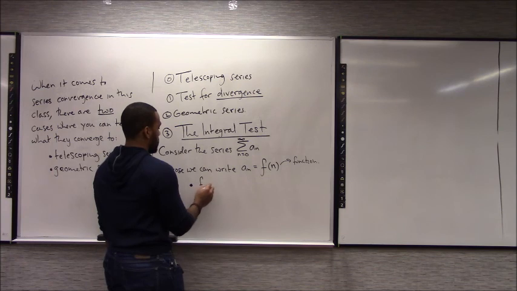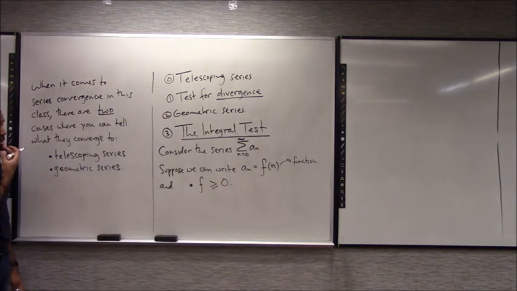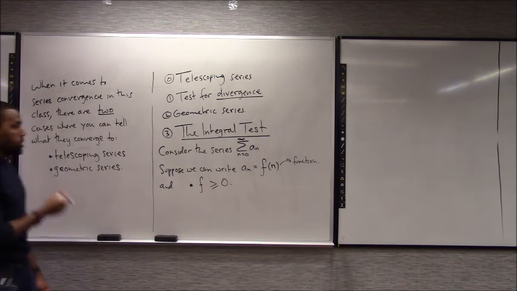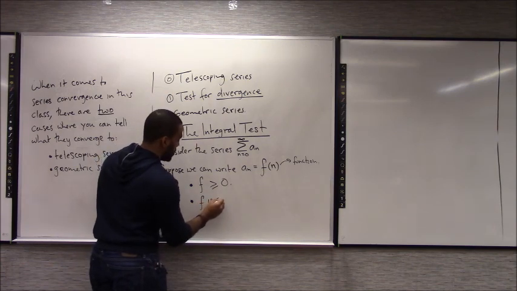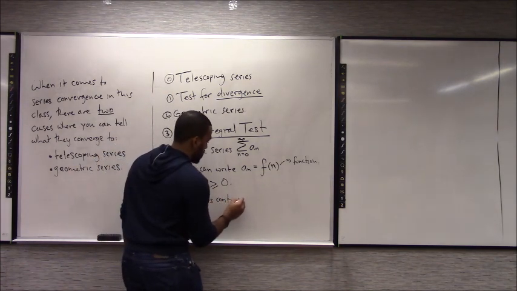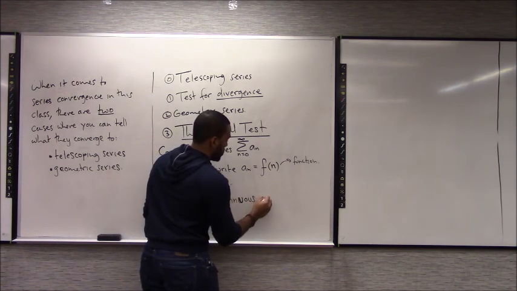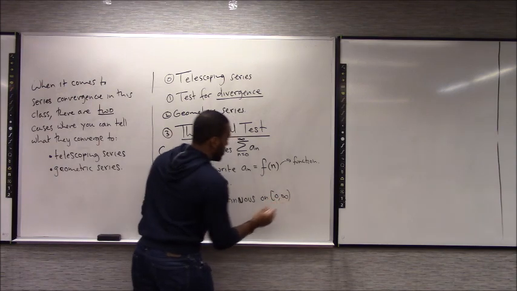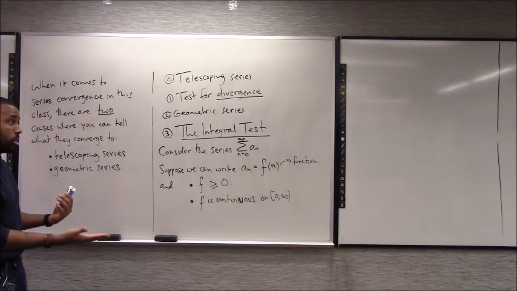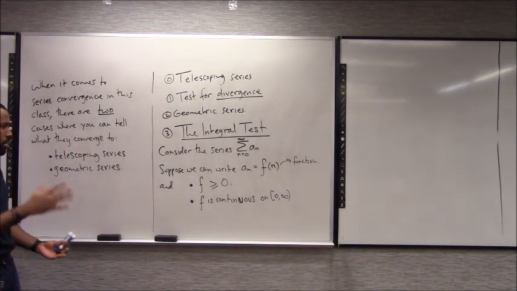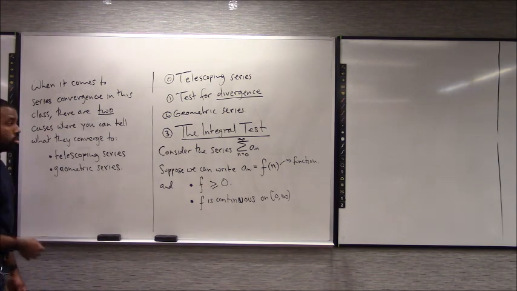One, your f is always non-negative, meaning your function is always outputting values greater than or equal to 0. Second of all, your f is continuous. So if you think of this as a function on the real line, there are no asymptotes or holes or gaps or anything like that. If I think of a_n as a function, it'll be a continuous function.